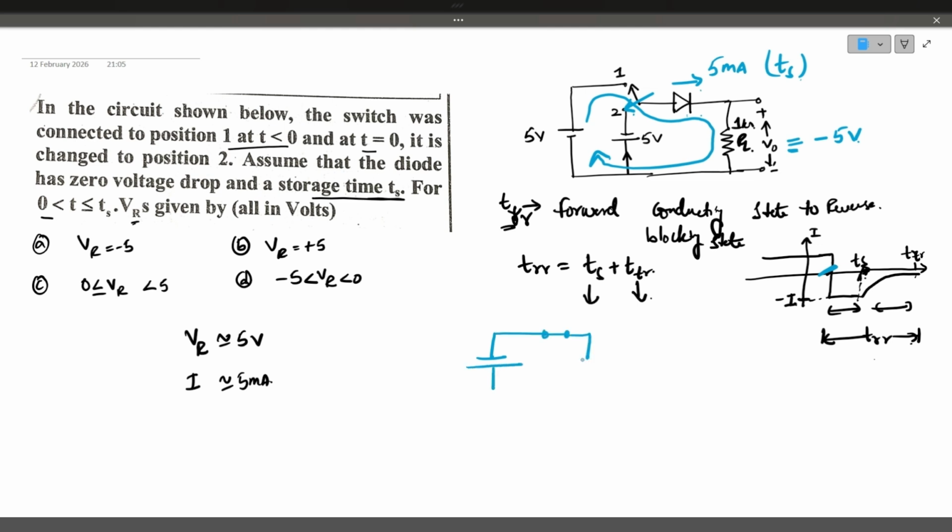This is the load resistance RL, and this is minus 5 volts. So what is the voltage across RL? If you apply KVL here, it will be nothing but minus 5 volts, because both are in parallel. Exactly minus 5 volts will come here. So the output is equal to minus 5 volts. Answer is option A.